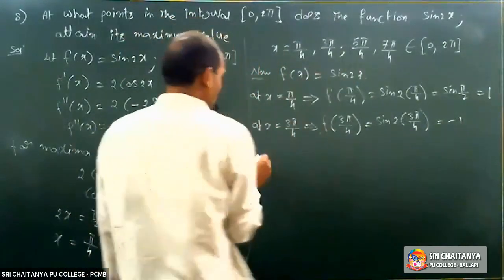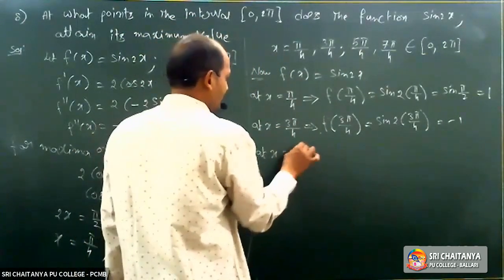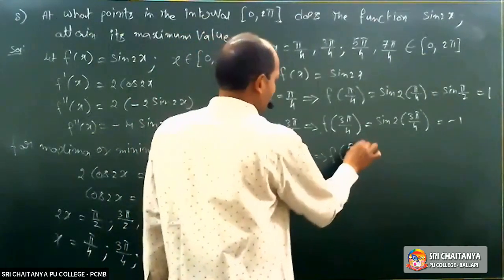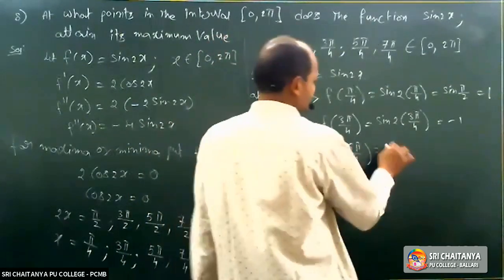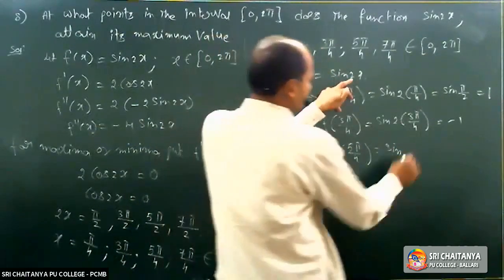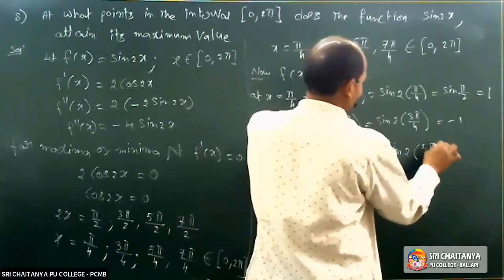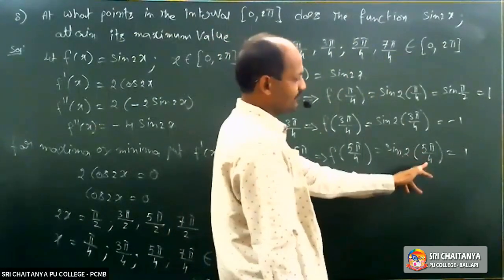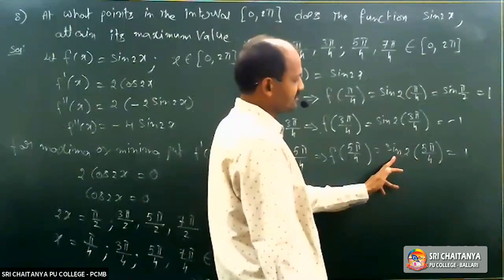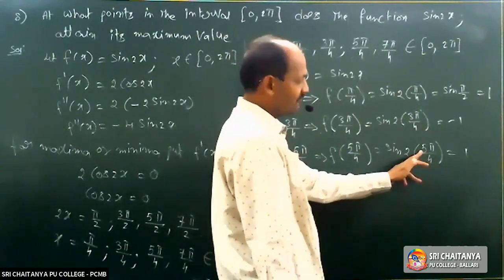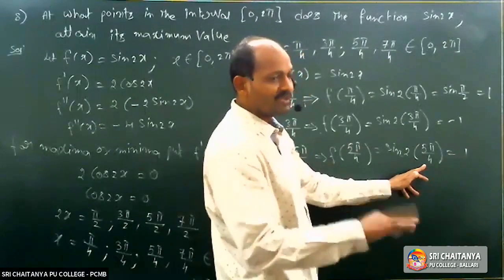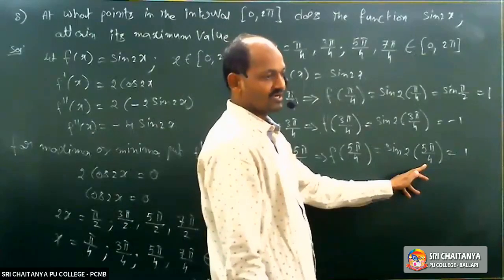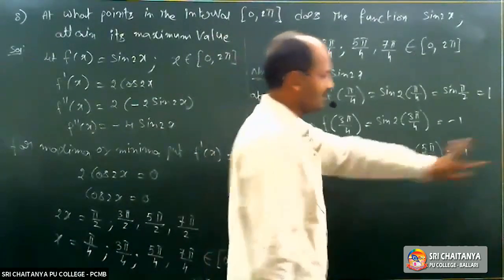Next, at x equal to 5 pi by 4, that means f of 5 pi by 4 is equal to sine 2 into 5 pi by 4. We get plus 1. It is sine 10 pi by 4, that means sine 5 pi by 2. 5 pi by 2 means 2 pi plus pi by 2, 2 pi plus means first quadrant. In first quadrant, sine is positive. Sine pi by 2 value is 1.